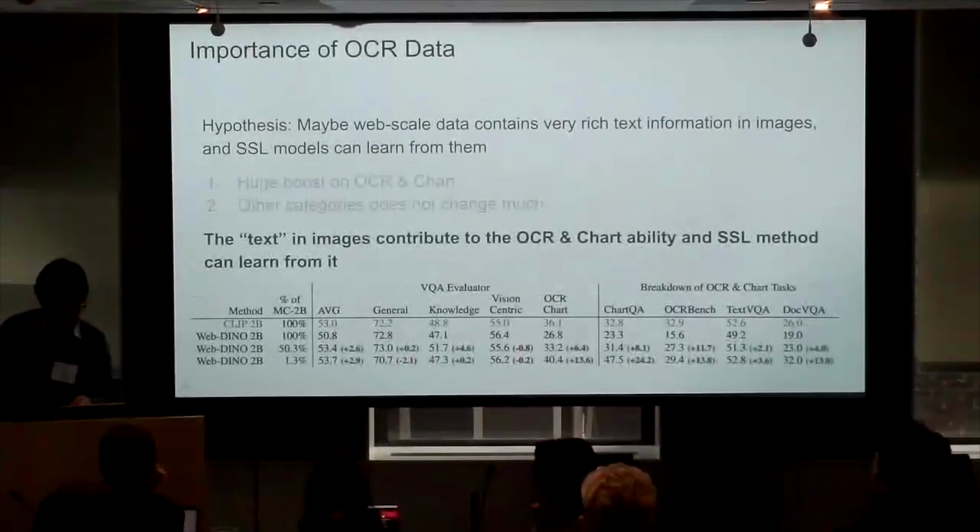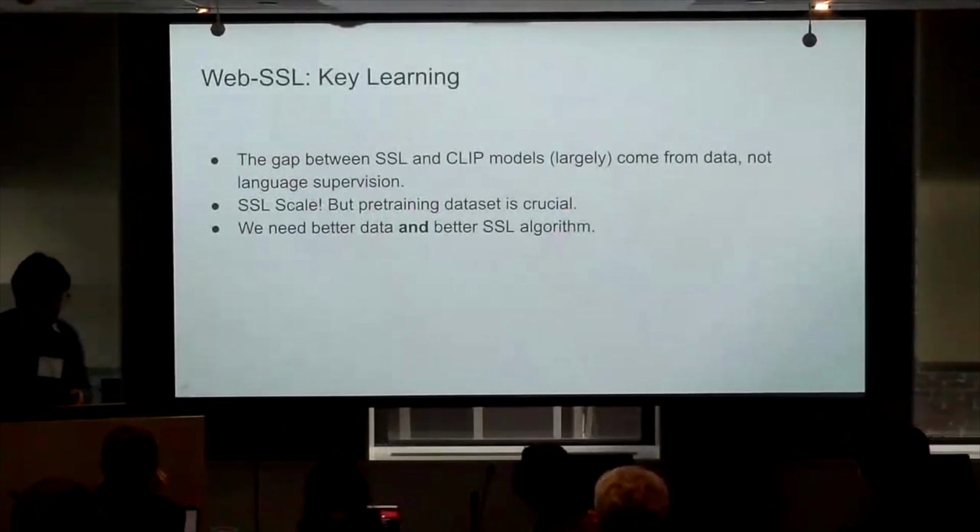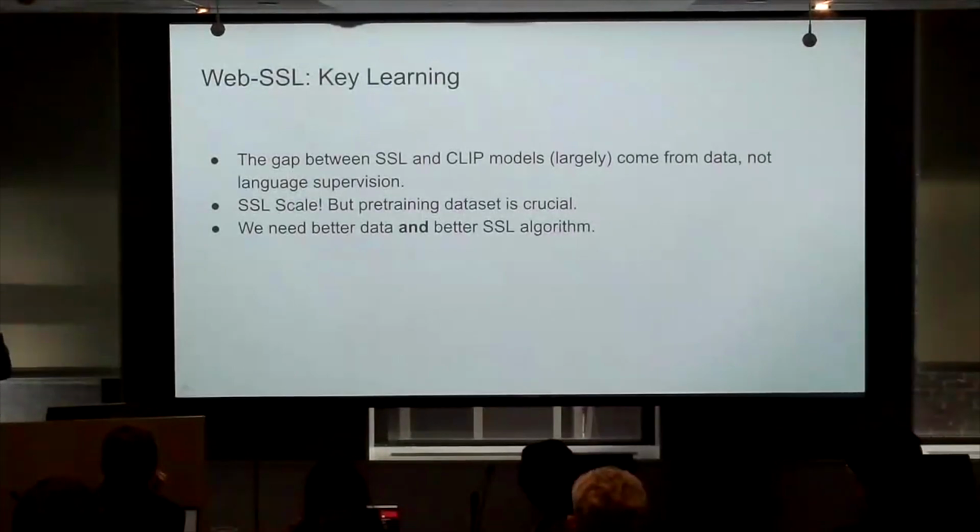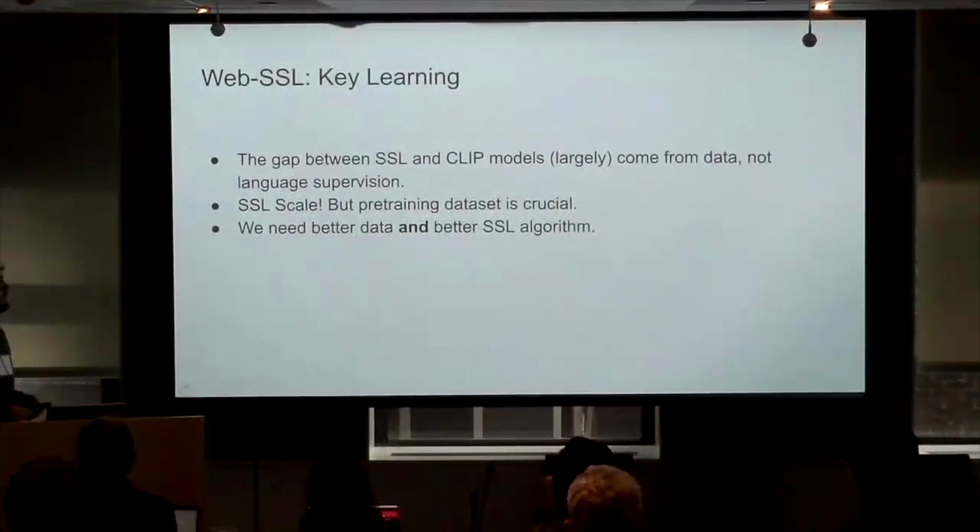To conclude this second work, the gap between SSL and CLIP models seems to come largely from the data distribution, not so much from the pre-training objective. And basically, even for VQA, you don't need text. That's what this work is arguing.